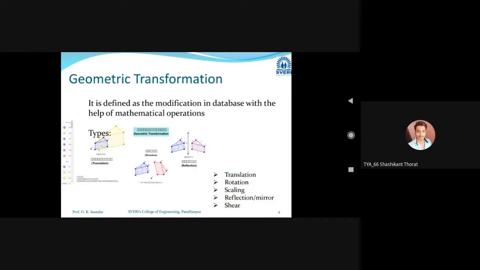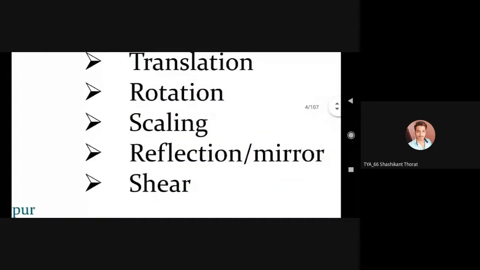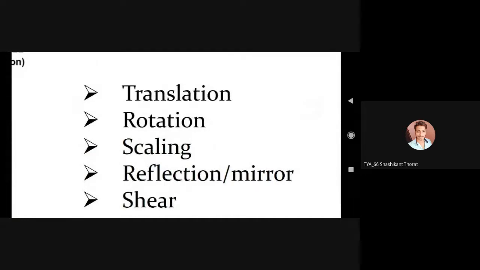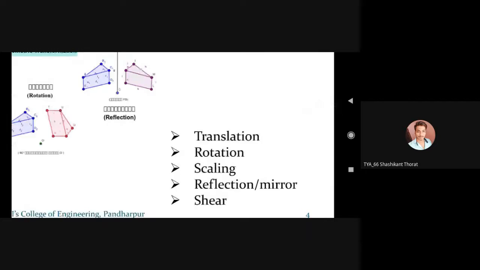Now, the basic types of geometric transformation: translation, rotation, scaling, reflection, shear. These are the basic types of transformation. Translation is nothing but a linear transformation. For example, we want to transfer any triangle 5 centimeters to the horizontal right side, or in the vertical direction. This is nothing but translation. Rotation is nothing but rotating the object with the help of an angle.